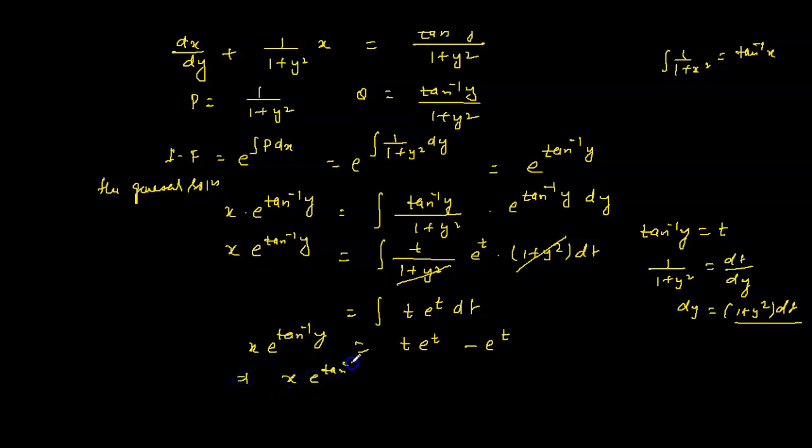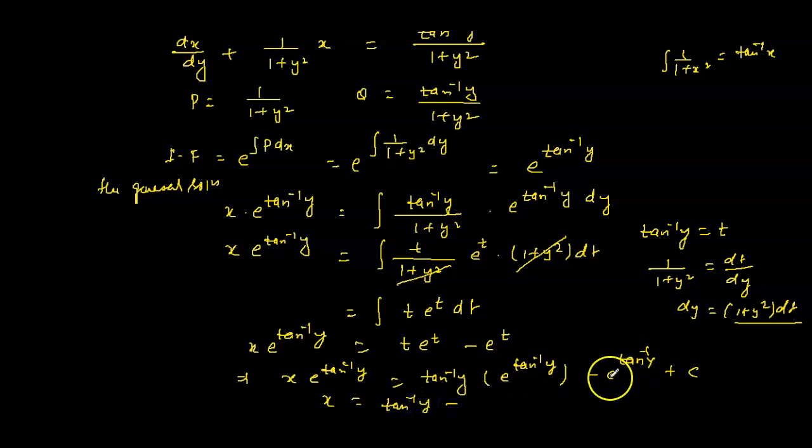x into e to the power tan inverse of y is equal to t, where t is what we have substituted: tan inverse of y into e to the power tan inverse of y minus e to the power tan inverse of y, plus a constant. If you want, you can divide both sides by e to the power tan inverse of y. Getting? Yes, sir. So x is equal to tan inverse of y minus 1 plus c into e to the power of minus tan inverse of y. This is the final answer.